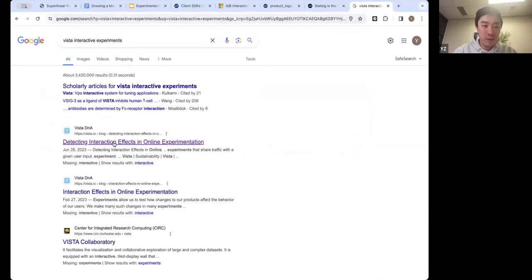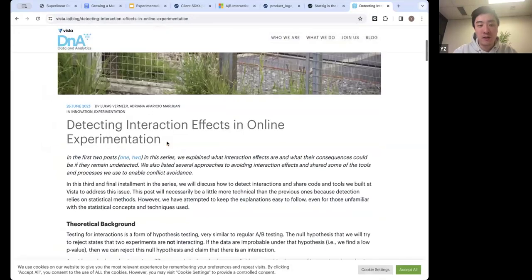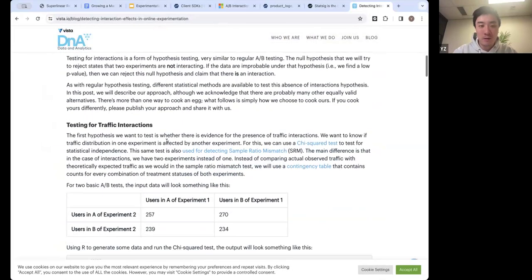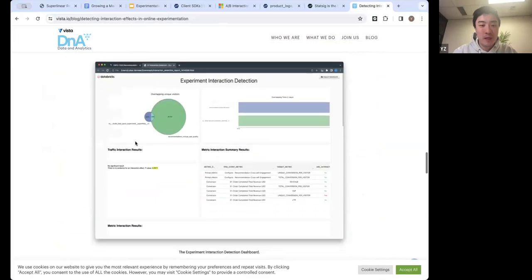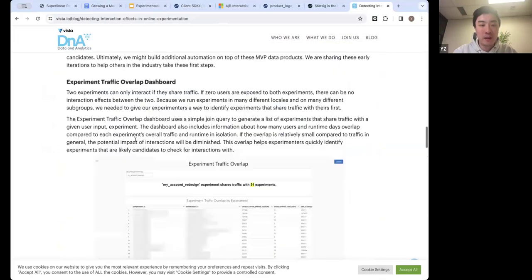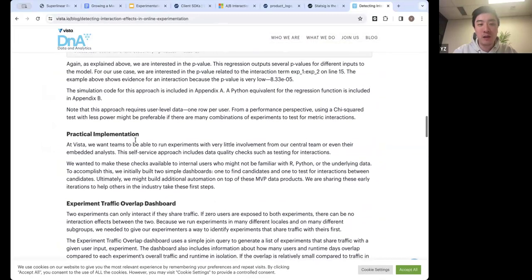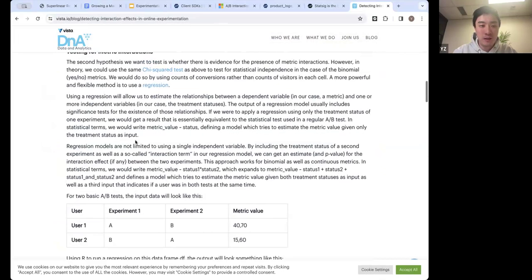They can detect interaction effects in online experimentation. Also check this article. These are all well thought out and with actual data. It's okay to relax about it. They just do not observe this to be a big bias.